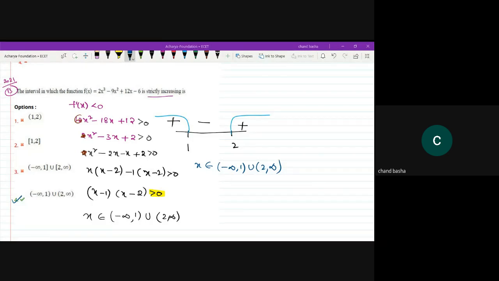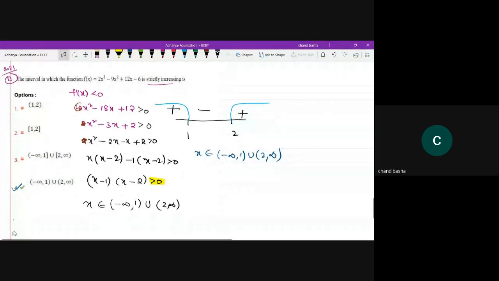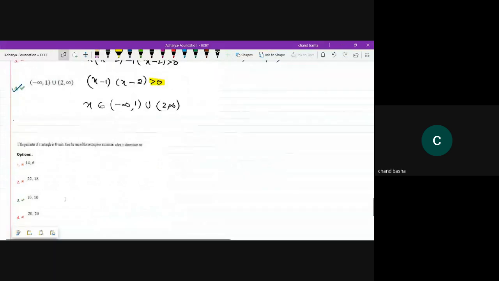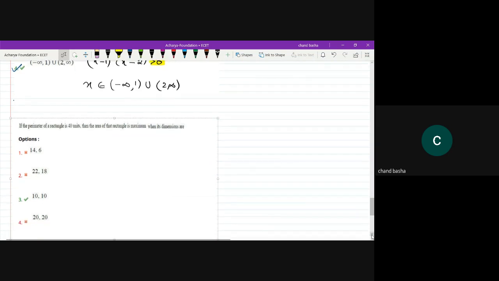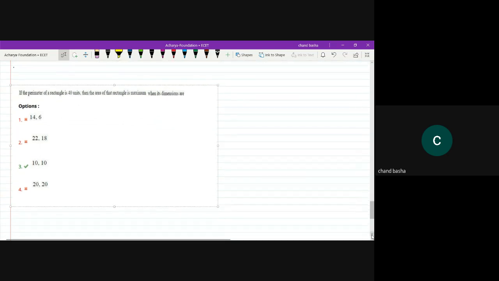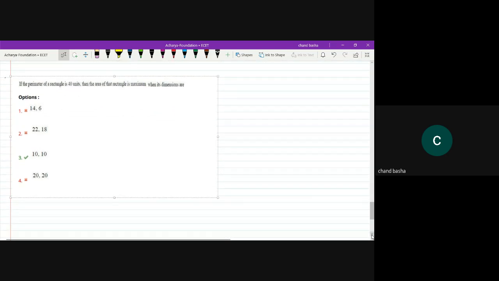A similar question is asked here. We have done the perimeter of the rectangle before. The perimeter of the rectangle is 40. Just now we have done a perimeter problem. The perimeter of the rectangle is 40, and a problem with 64 was given to us earlier. Then the area of the rectangle, what are the dimensions? What are the dimensions?